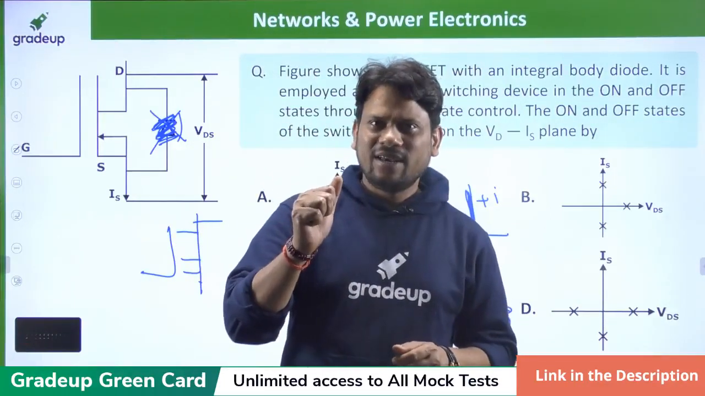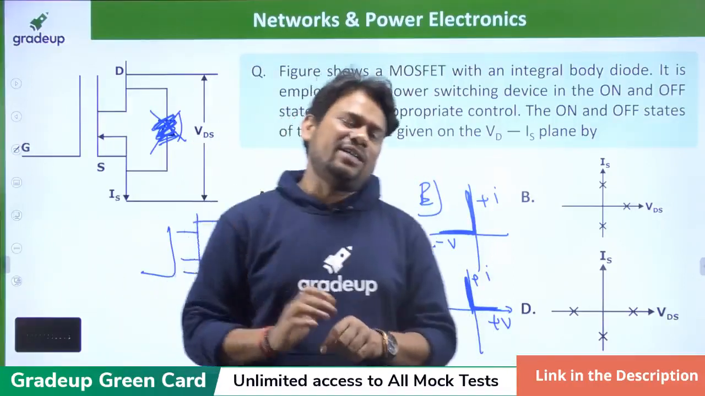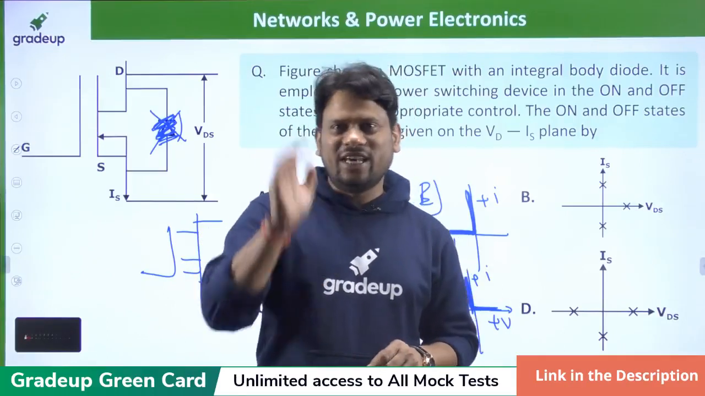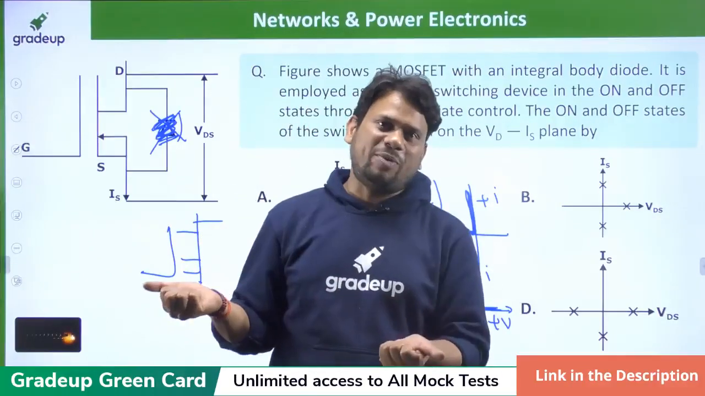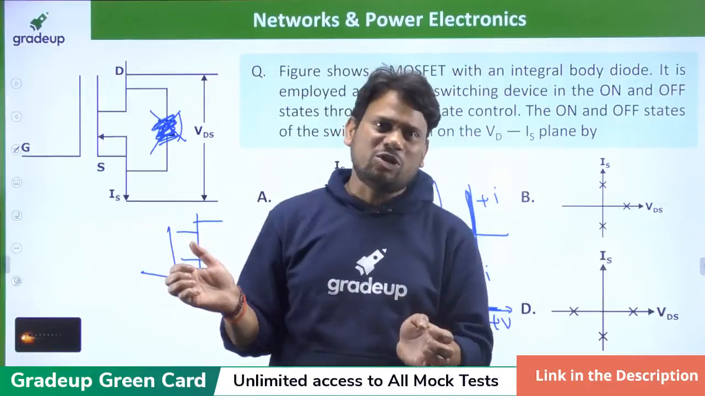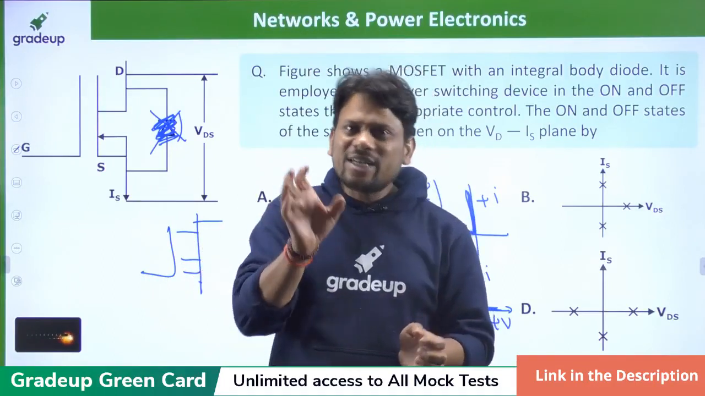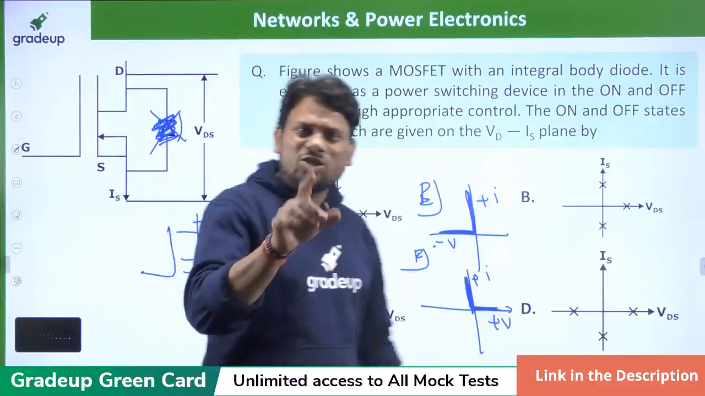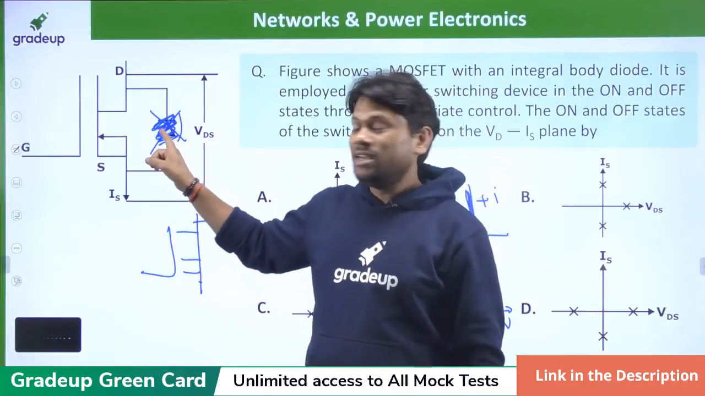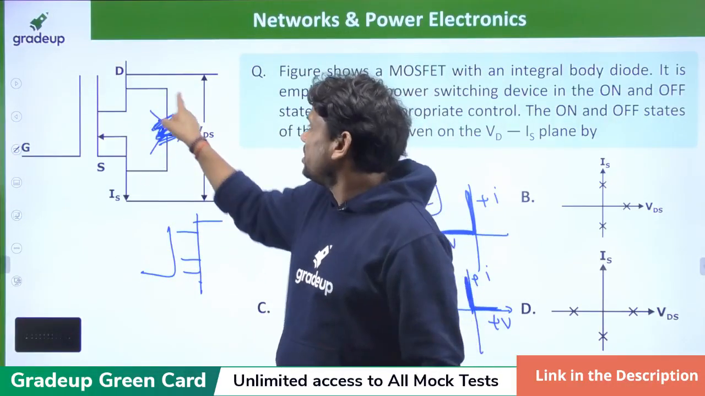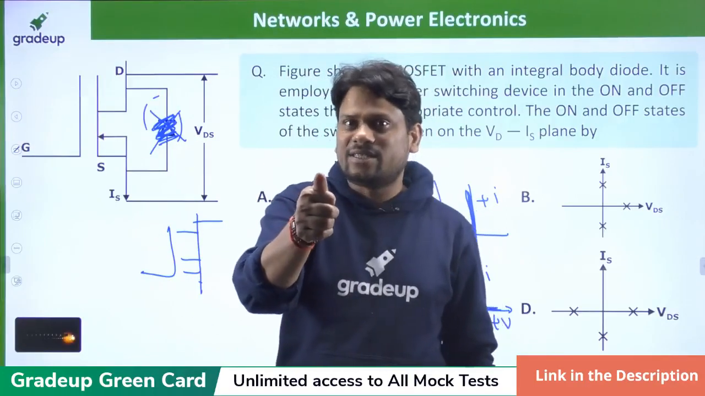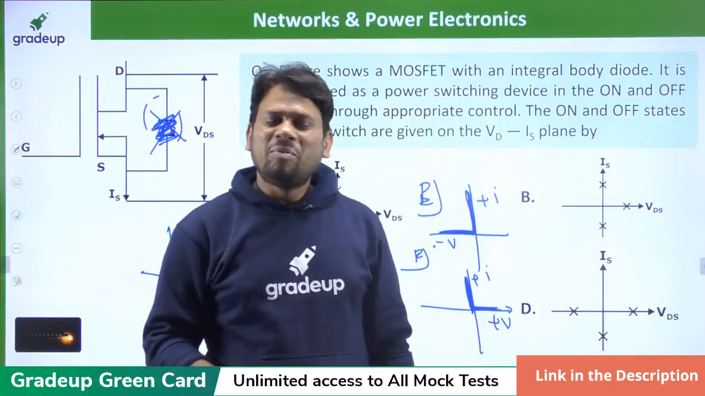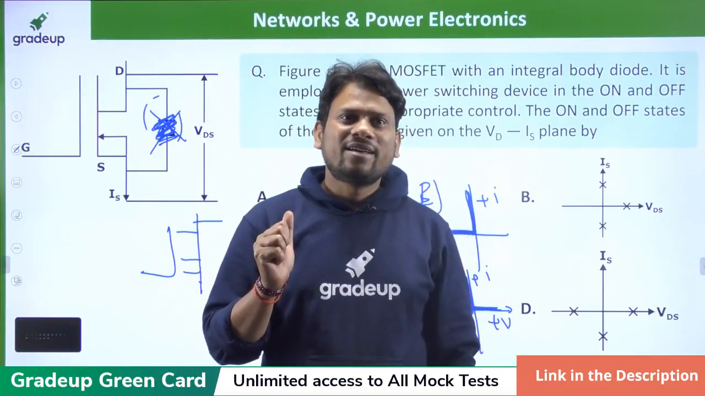MOSFET has an anti-parallel diode inherently. The anti-parallel diode is present inside the MOSFET. Inherently means inside the MOSFET. It means no need to show that diode. If somebody is not showing this diode, in that case, again, option B is right. Please mind it.